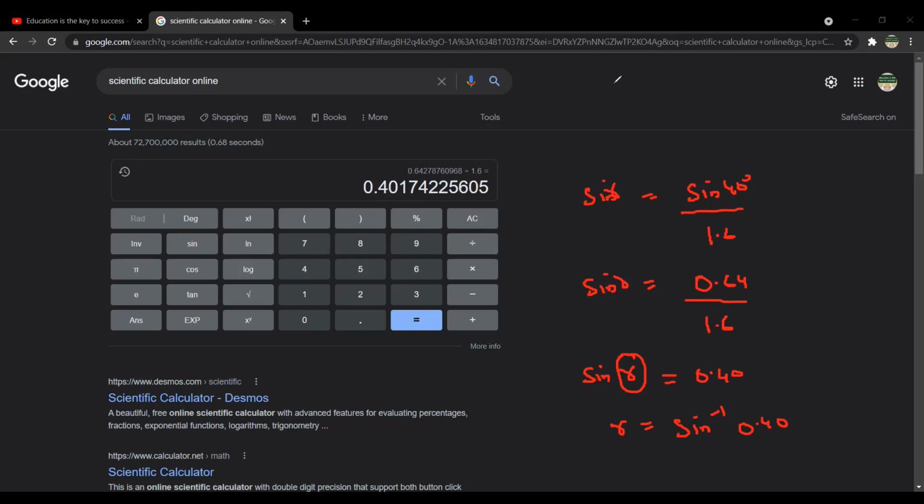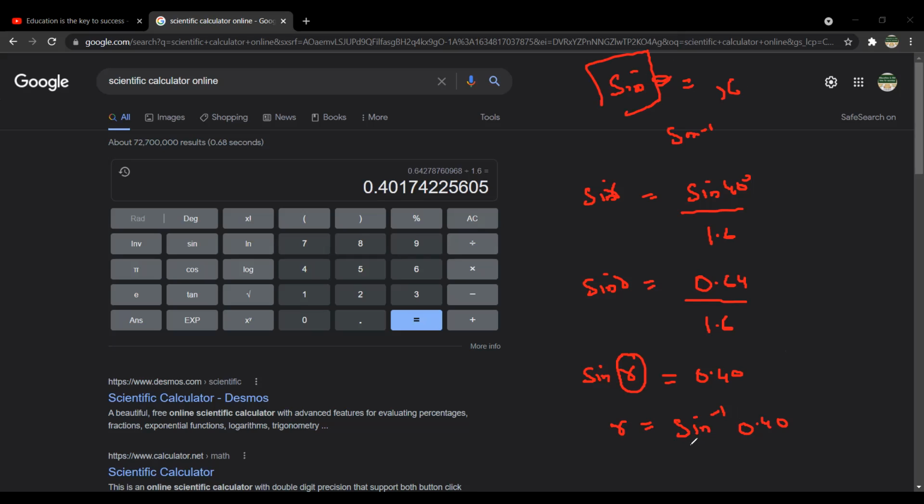Like if sine theta is on one side, and I want to move this sine theta to the other side, it will become sine inverse. So the same thing happens here. Sine r is equal to 0.4, so r will be equal to sine inverse 0.4.